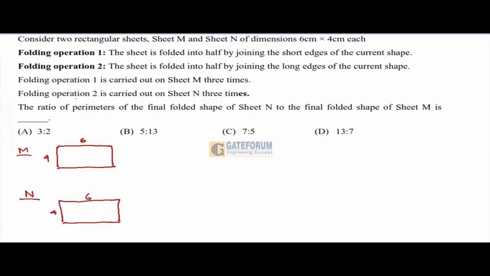Now, what are the folding operations? Operation 1 and 2. Operation 1: the sheet is folded into half by joining the short edges of the current shape. The short edges for this current shape are 4, so these edges are to be joined. Folding operation 2: the sheet is folded into half by joining the long edges of the current sheet. Means these have to be joined. These are the long edges.